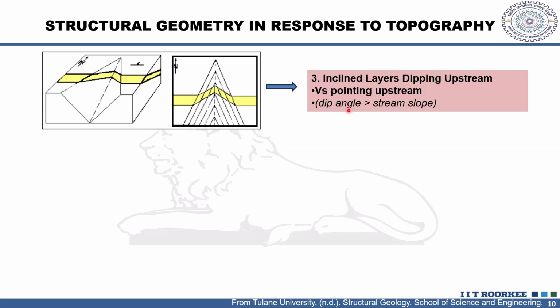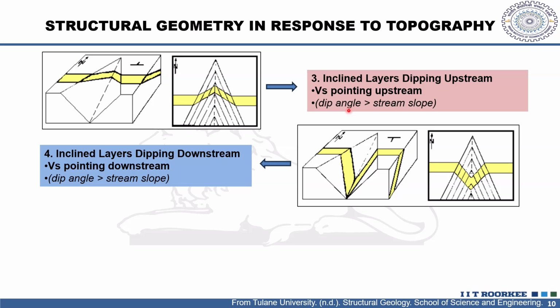So this is another case. So inclined layers dipping downstream. So here still the dip angle is greater than the stream slope. So there is this V pointing towards the downstream side.